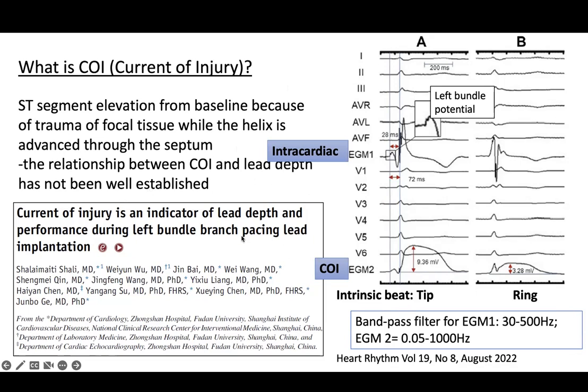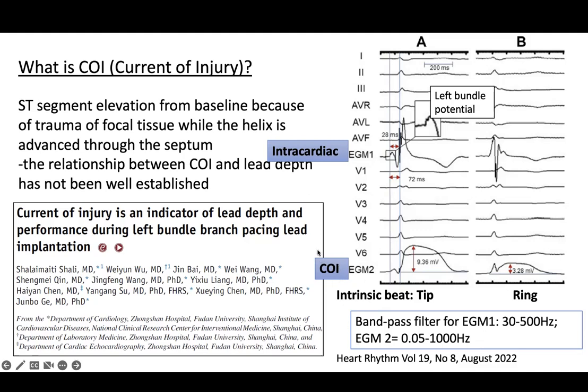And so this group did an observational study. They looked at about 212 patients, which translated into 450 or 500 lead implants. And they analyzed those to see whether current of injury was actually useful to see where they were or see if they actually perforated. So here, they're just giving a baseline example. This is the intracardiac EGM here, which we're used to seeing. And this is the current of injury EGM, which is essentially the analyzer. And you can see the bandpass filters for each of them.